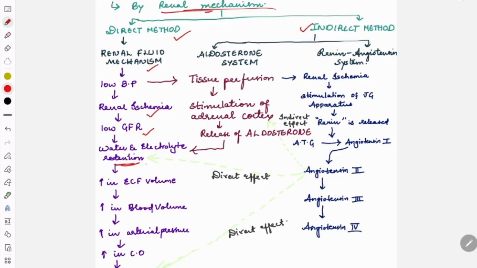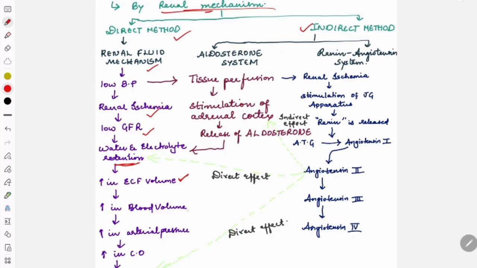Okay, so this water and electrolyte retention, how does this occur? There is an indirect mechanism that comes into action, and this will cause water and electrolyte retention. So whenever there is water and electrolyte retention, that will lead to an increase in ECF, extracellular fluid. Okay, ECF volume increases. Why does it increase? Because there is more water and electrolyte conserved, and because of that there is an increase in ECF volume.